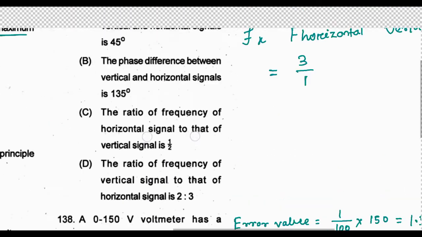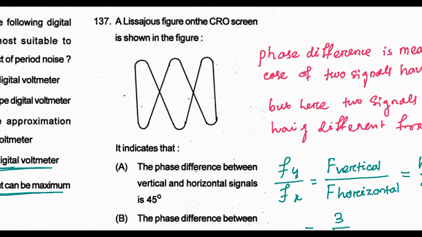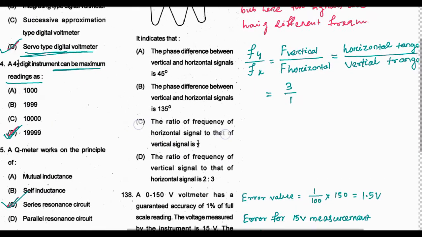Next question is question number 137. A Lissajous figure on the CRO screen is shown in the figure. Here the Lissajous pattern is given, and we have to find out which of the statements given below is correct. And what are the statements?